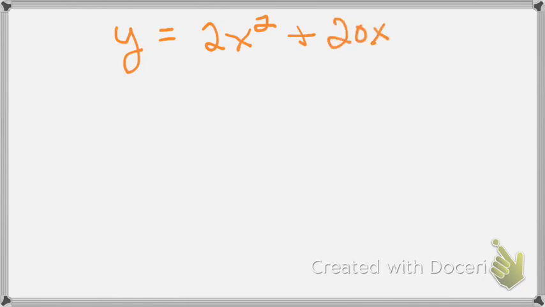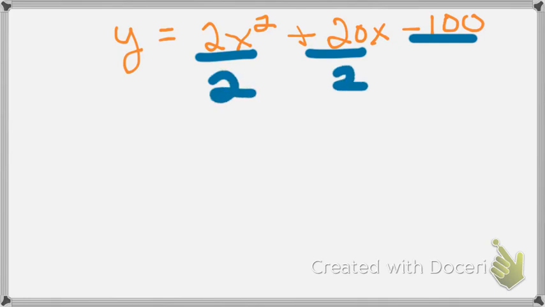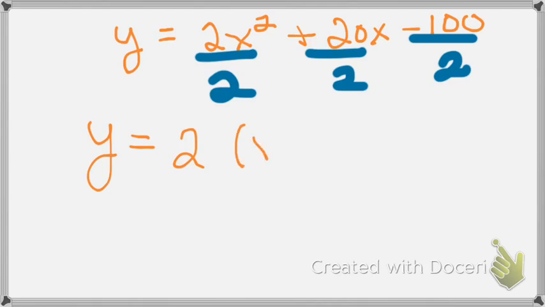Let's make it a little bit more complicated. y = 2x² + 20x - 100. Okay? Let's look at this. We need to, as we always keep saying, factor out the greatest common factor. So that's the first step. Take a 2 out. This becomes x² + 10x - 50.